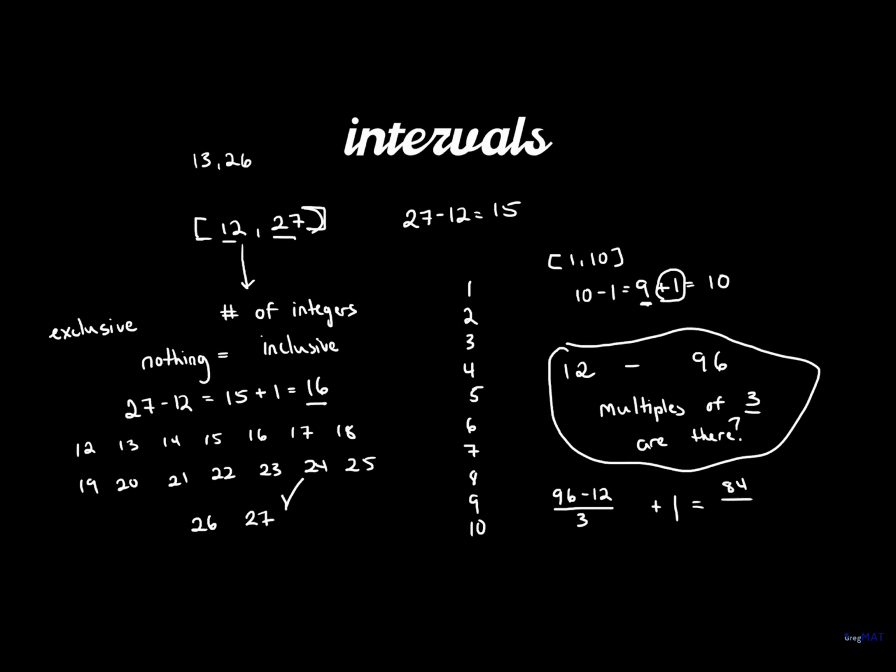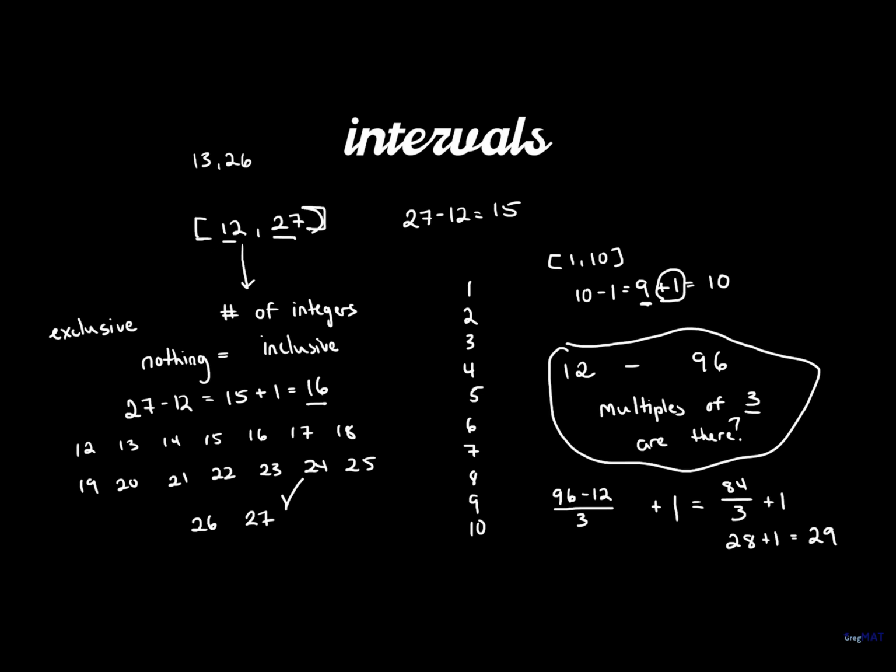84 divided by 3 plus 1. Now, what is 84 divided by 3? It looks like it's 28, right? Because think about it. 27 times 3 is 81. 30 times 3 is 90. And then we have to take away 2 of those 3s to get to 84. So it's going to be 28. So 28 plus 1 equals 29. So we have 29 multiples of 3.